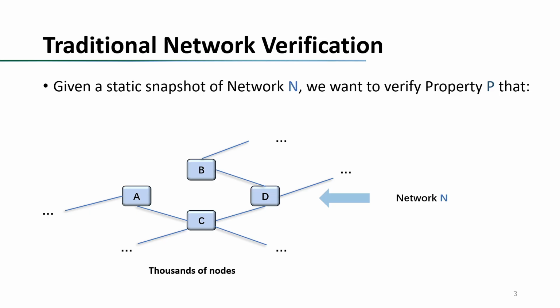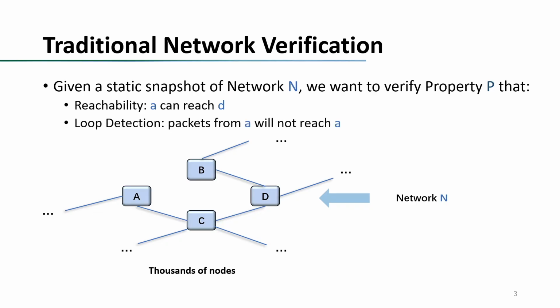Most network verification in this context falls into this kind of category. Given a static snapshot of network N, such as the network here, I show 4 devices, A, B, C, D, and thousands of other devices which are not shown in the picture. I also show some of the links between these devices. So given a network like this, we want to make sure it is safe. We want to ensure properties such as reachability, whether a packet sent from device A can finally reach device D, or loop freedom, such as packets sent from device A will never reach A again.